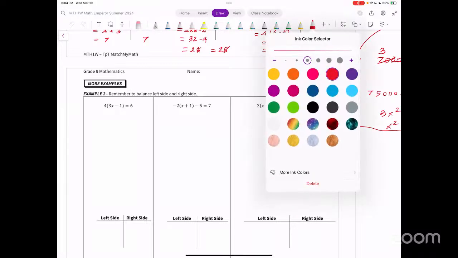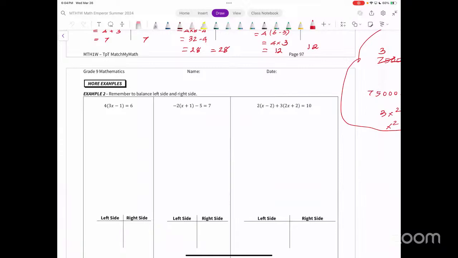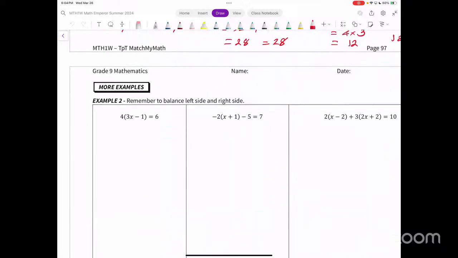Okay, so we're going to go back to just solving this equation. This one needs an additional step. So you need to copy down the question. First step, we're going to open the bracket. 4 times 3 is going to be 12x. It's called the distributive rule. Minus 4 is equal to 6. That is pretty straightforward. It's a two-step equation.